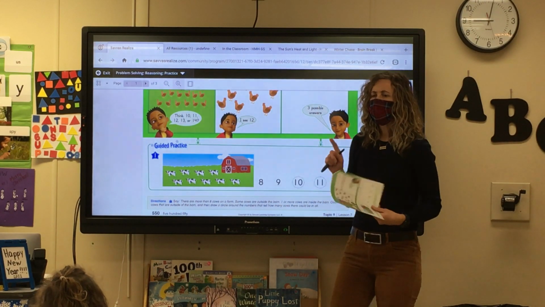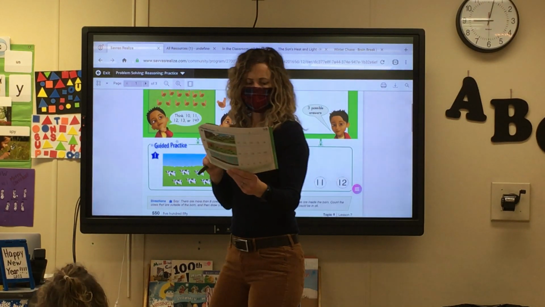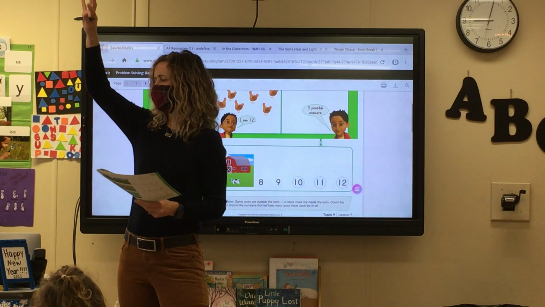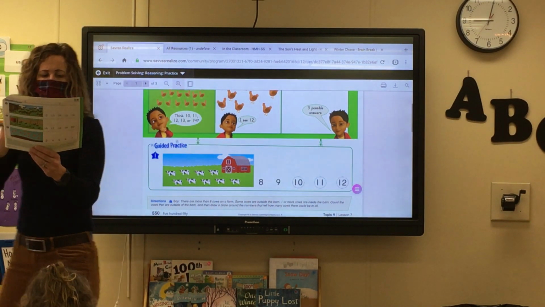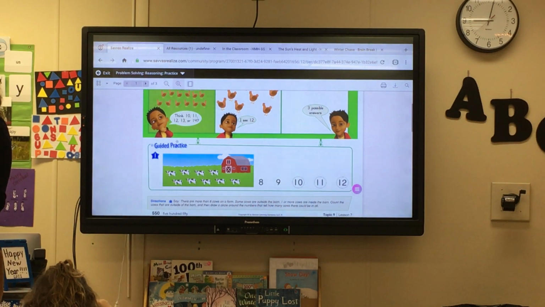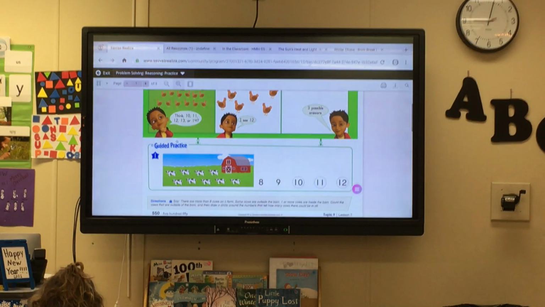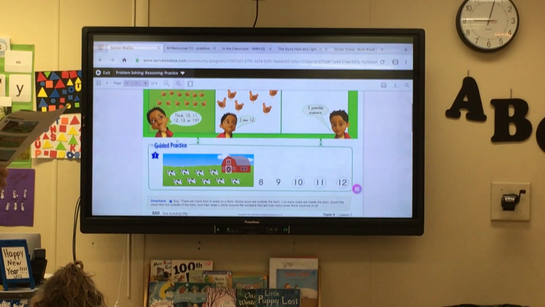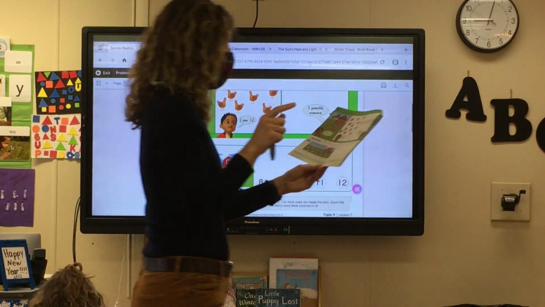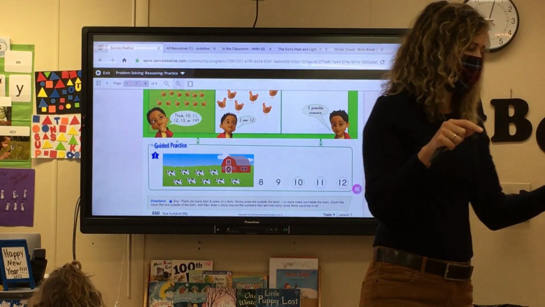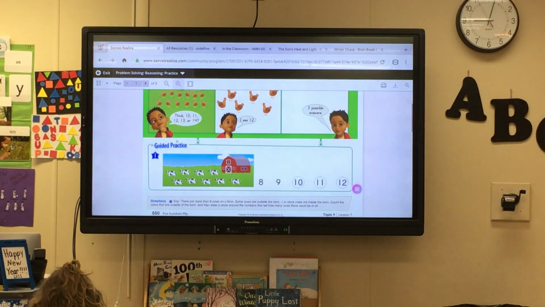All right, so listen to the problem here, okay? Listen up. We're not looking at the hens or the chickens at the top. We're looking down at number 1 at the cows, okay? There are more than 8 cows on a farm. Some cows are outside the barn. It says 1 or more cows are inside the barn. Can you count the cows that are outside of the barn and then draw a circle around the numbers that tell how many cows there could be in all?